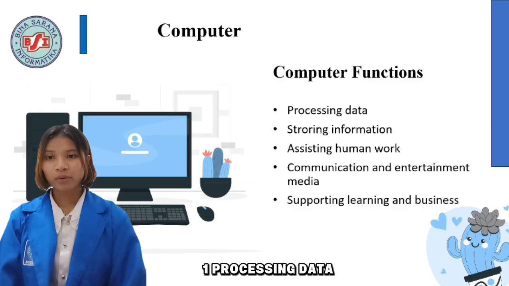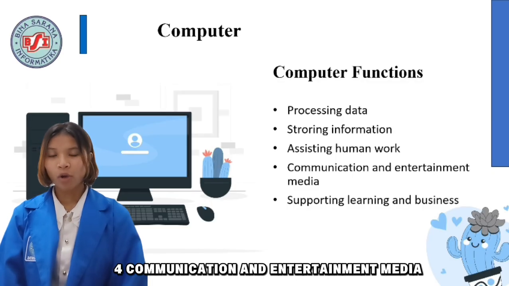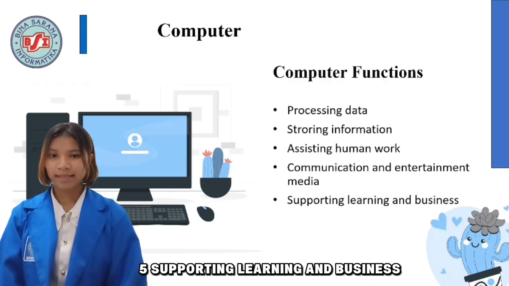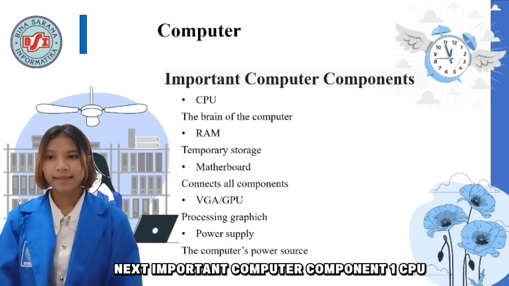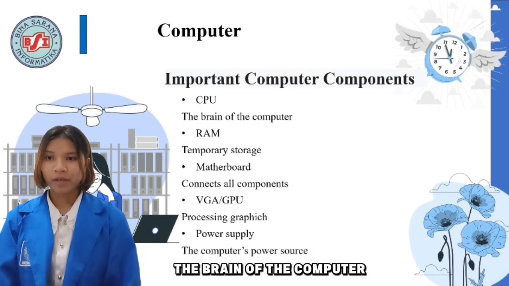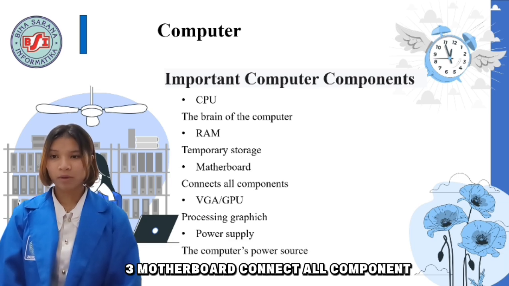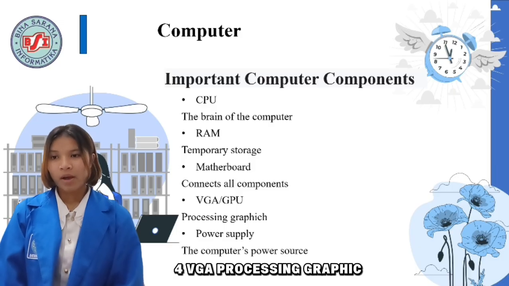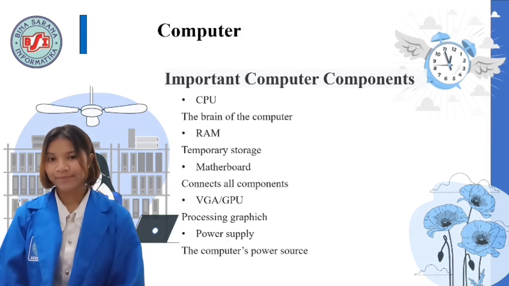1. Processing data. 2. Storing information. 3. Assisting human work. 4. Communication and entertainment media. 5. Supporting learning and business. Next, important computer components. 1. CPU, the brain of the computer. 2. RAM, temporary storage. 3. Motherboard, connects all components. 4. VGA, processing graphics. 5. Power supply, the computer's power source.